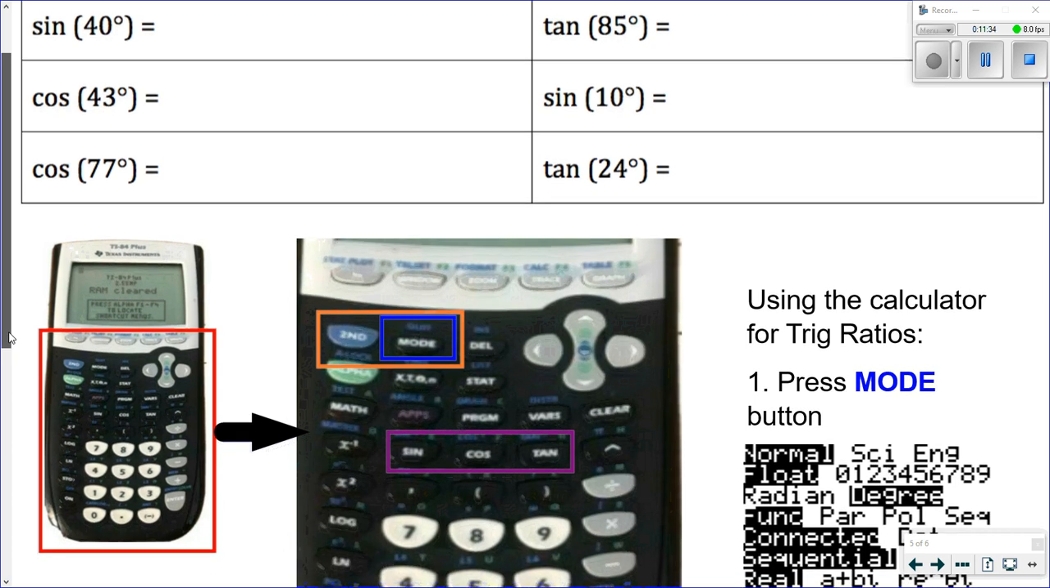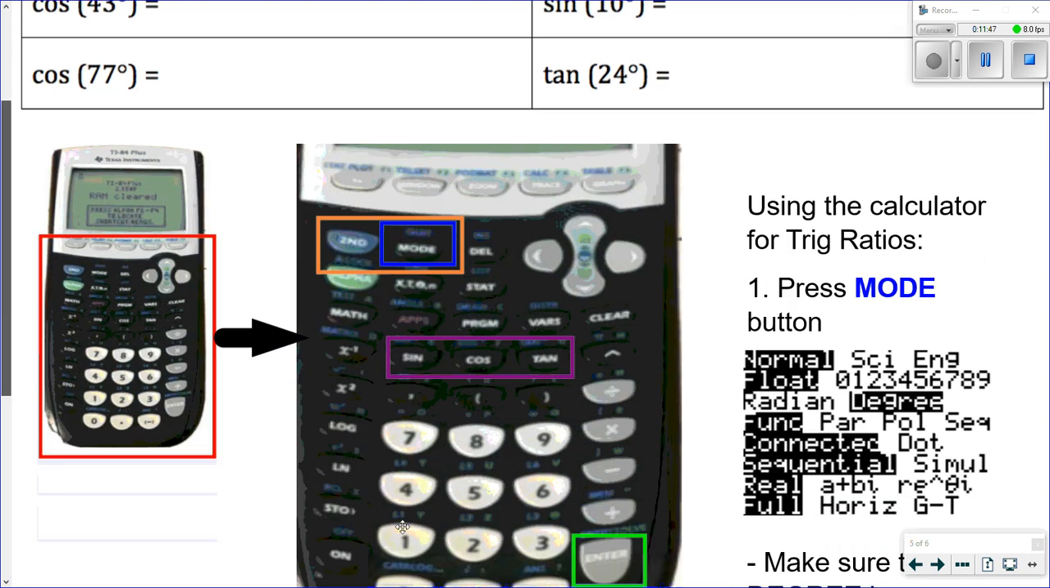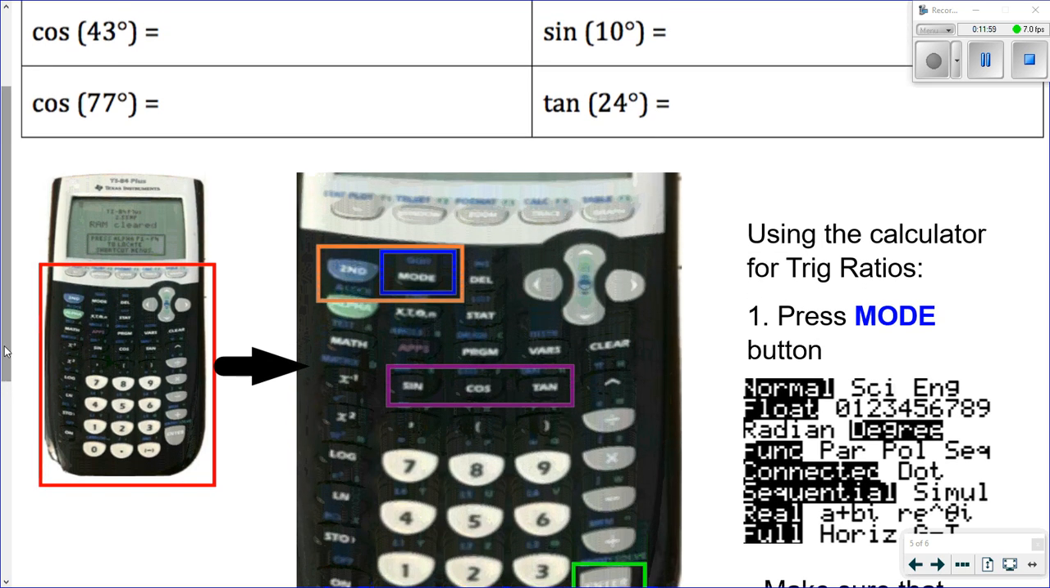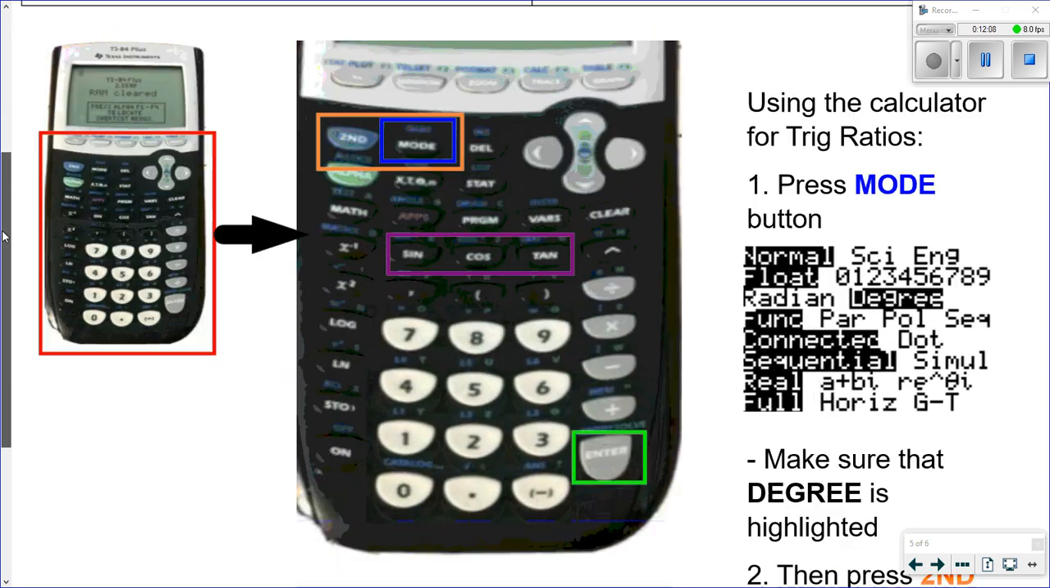So with your calculator, the first thing you would do is press the mode button. That's the one I boxed in blue. When you press mode, you will see this window. Make sure that the degree word is highlighted, because when you enter your information, you don't want your answers to come out in radian. There will be a time and place when you need to use radian, but since you want the degree measurement of what's given up here, make sure it's highlighted on degree.